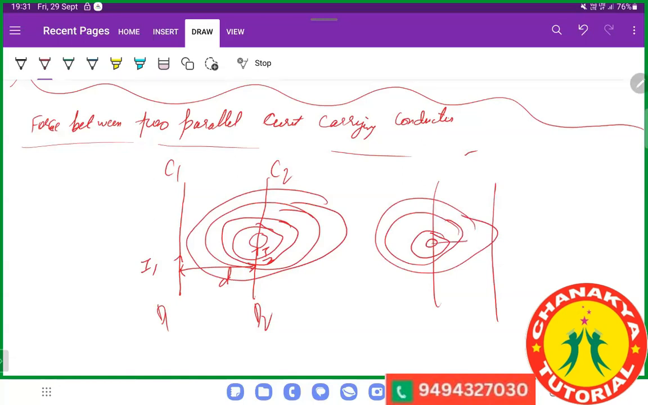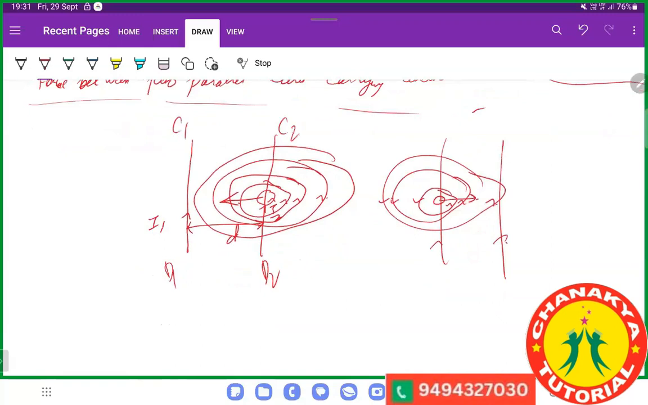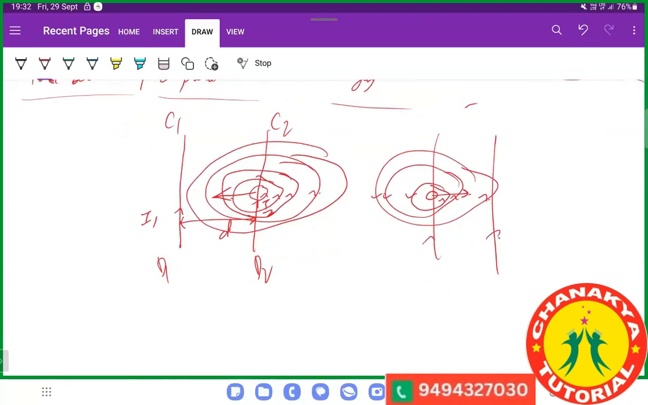Force here and one force here, magnetic field here. Obviously current is flowing here, so the direction is this way, current flowing in the upward direction. If I use the right-hand thumb rule, it goes this way. Same as I said, due to the first one there will be a magnetic force of attraction on the second one, and due to the second one there will be a magnetic force of attraction on the first one. So they both are attractive. See the direction here: they both are towards each other.